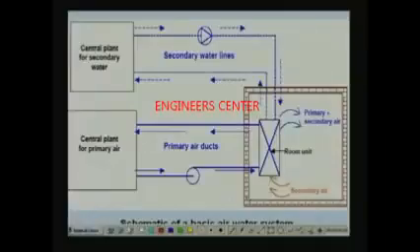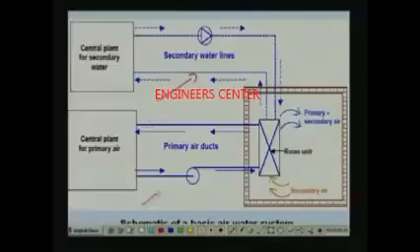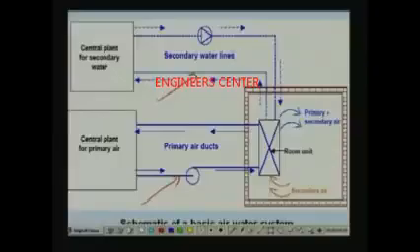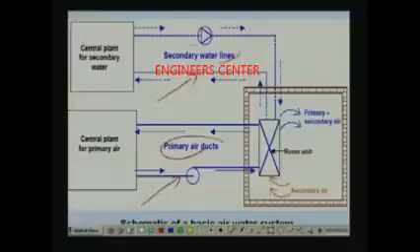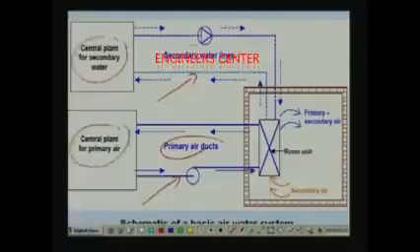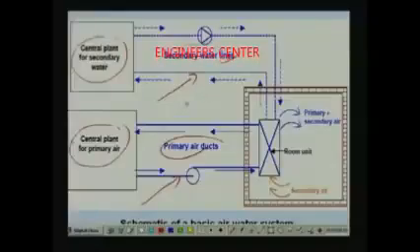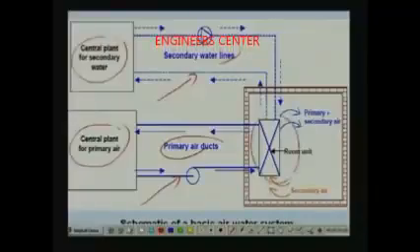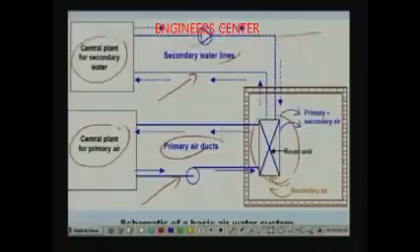As I have already mentioned, it consists of a secondary water line and a primary air duct. That means you have two thermal distribution systems, one for water, one for air. And the secondary water and primary air are processed in the central plants, one plant for secondary water, one plant for the primary air. Then the processed primary air and secondary water are supplied to room units kept inside the conditioned space. In principle you can have several conditioned spaces, that means it can be a multiple zone unit.